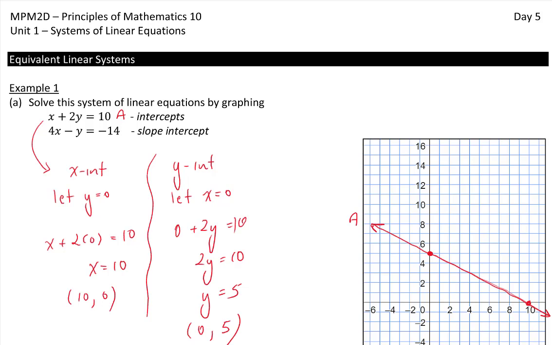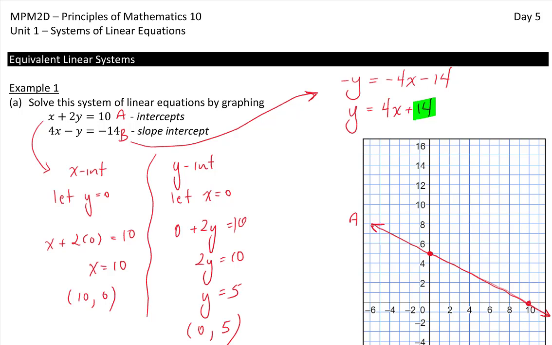All right. Next line, we'll call it equation B. And I'm going to keep these the same color for this example. So we want to use our slope-intercept method. So that means we need to isolate for y. So the first thing to do is subtract 4x from both sides. So that leaves me with a negative y on the left side. I have minus 4x minus 14 on the right side. Next, divide each term by negative 1. So that gives me y equals 4x plus 14.